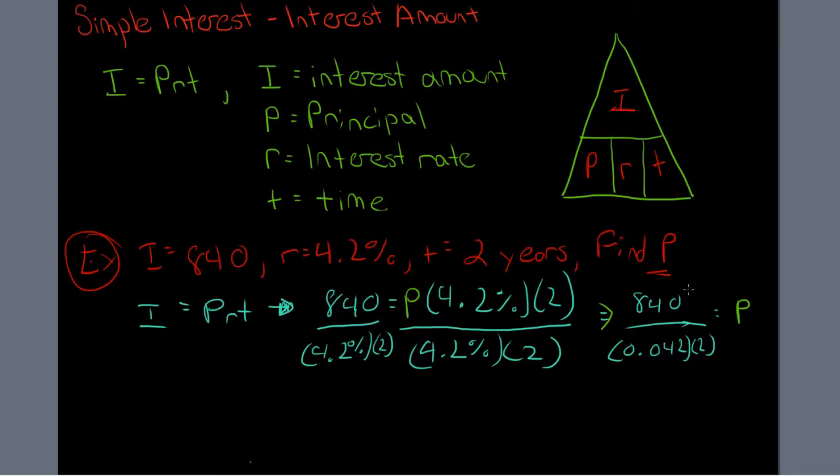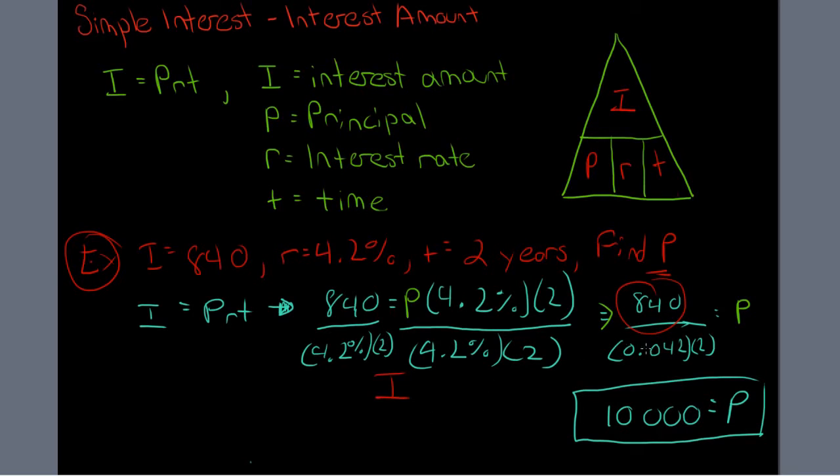Now, you'll notice that you could just plop this into a calculator and get your answer. Your answer should give you 10,000 equals P. And something I also just want to point out is that your 840 is your I. Then you have the division, so your numerator is your I, and your denominator is the R times the T. And this gives you your P.